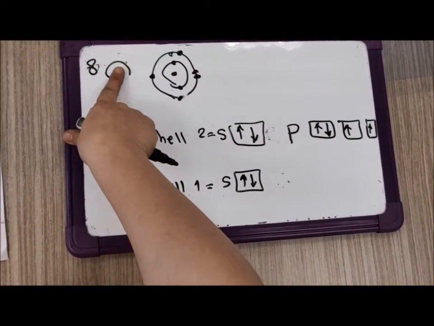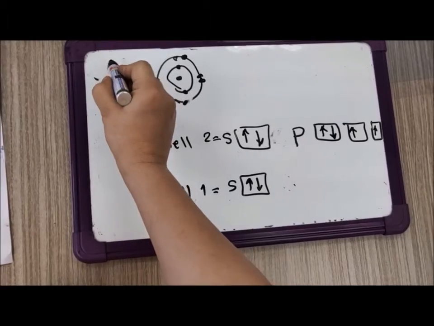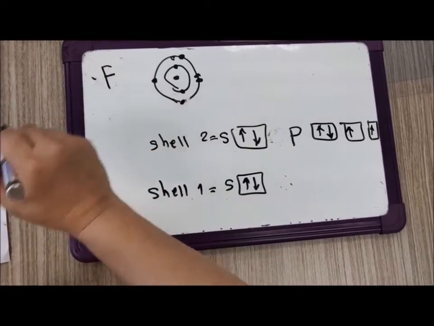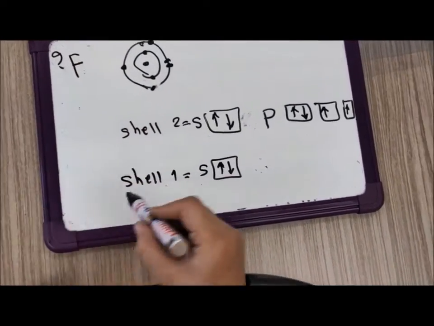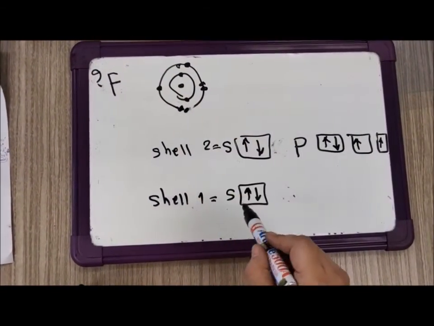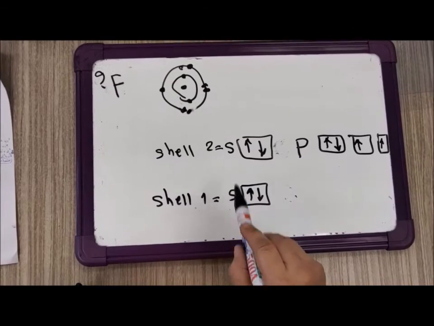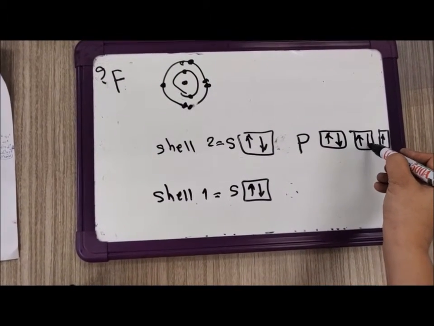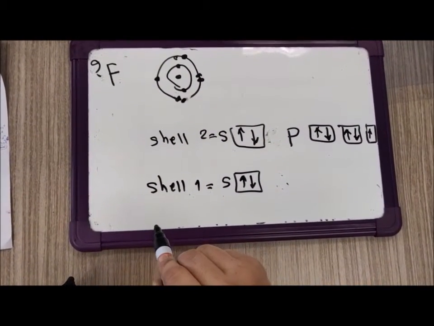Oxygen. Then we have F, fluorine, with 9 electrons. I put another one here. So it still has 2 shells. 1, 2. But one more electron. So I continue like this.